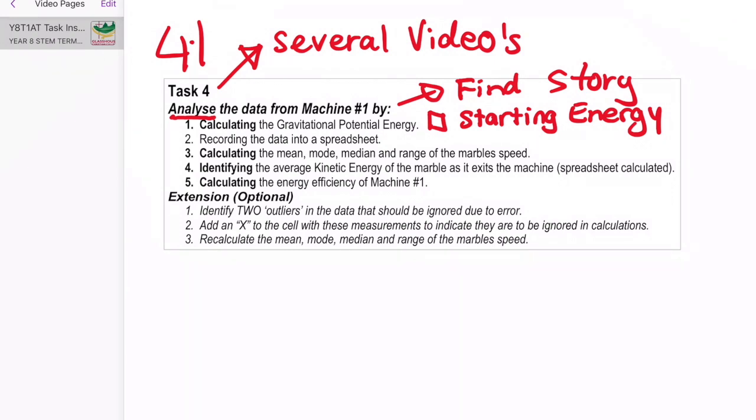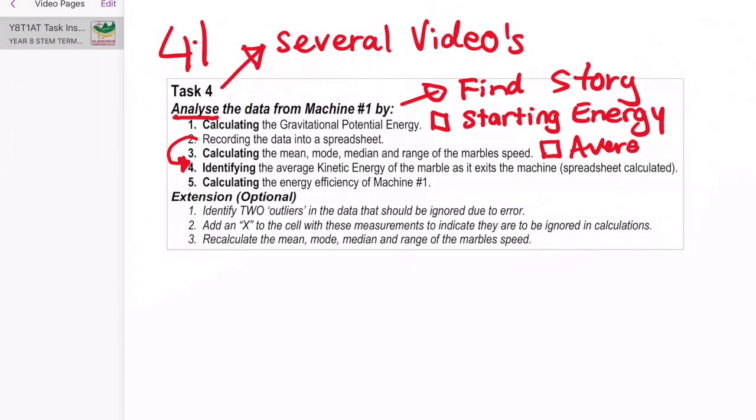The next step, it says record into a spreadsheet. Forget about that. I want that to be down here. We're not even going to open our spreadsheet till a later video. The only other thing I'm going to show you in this video is calculating the mean, the mode, the median, and the range of your marble's speed. Okay, so the averages. So that's what this video is actually going to be covering. So make sure you watch further so you know what to do.